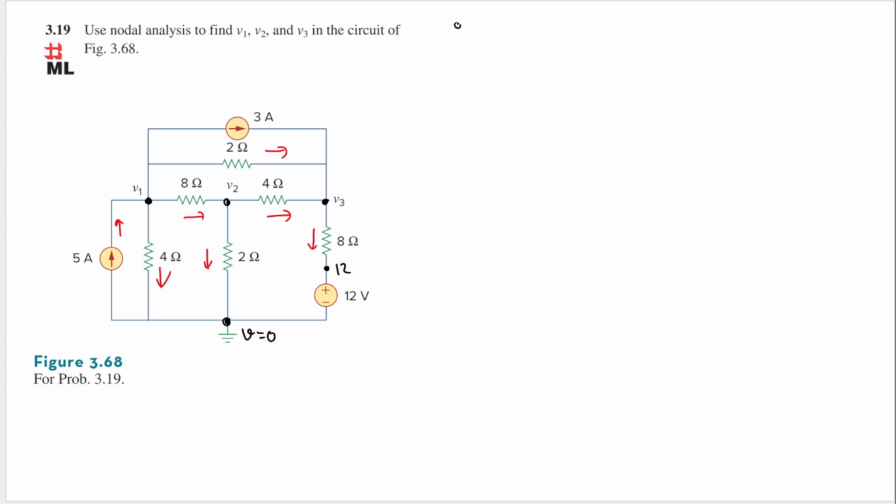Okay, so now let's do KCL at node V1. KCL says that the sum of the currents that go in will equal the sum of the currents that go out. On V1 here, the only current that goes in came from this 5 ampere current source. All the other currents are going out. So let's write 5 on the left hand side because that is the only current that goes in.